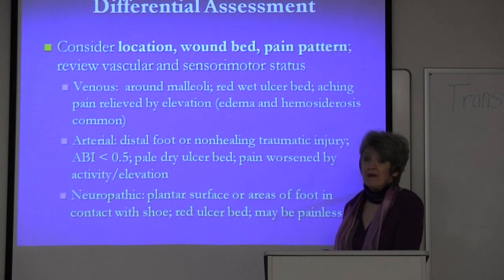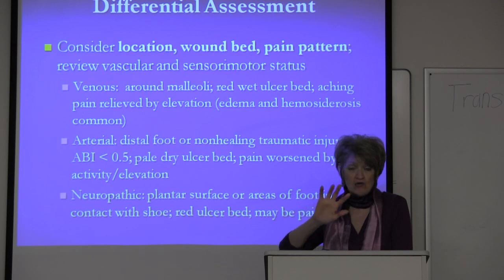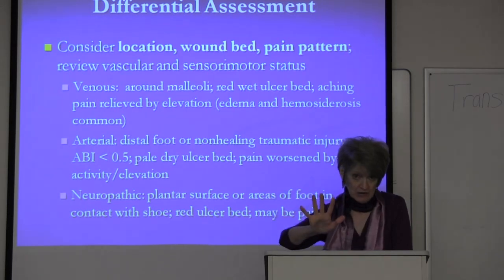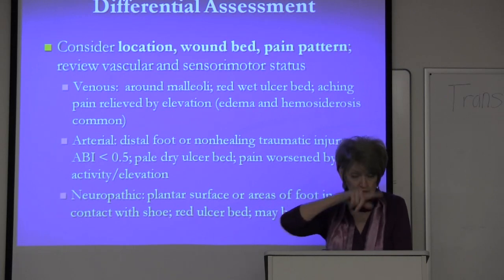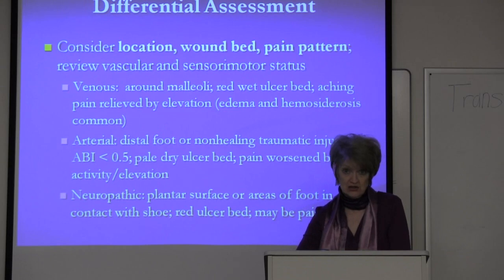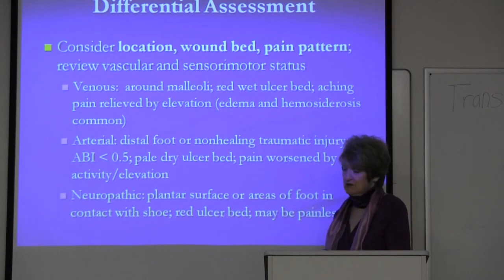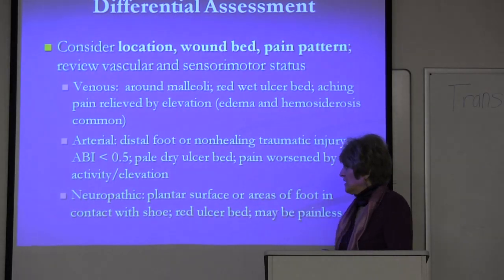If your wound is neuropathic, the wound is going to be located on the plantar surface or on areas of the foot in contact with the shoe. So it's either going to be on the plantar surface, the tips of the toes, the periphery of the foot, or the tops of the toes where they're rubbing against the shoes. Very different than location for a venous ulcer. Very different than location for an arterial ulcer.